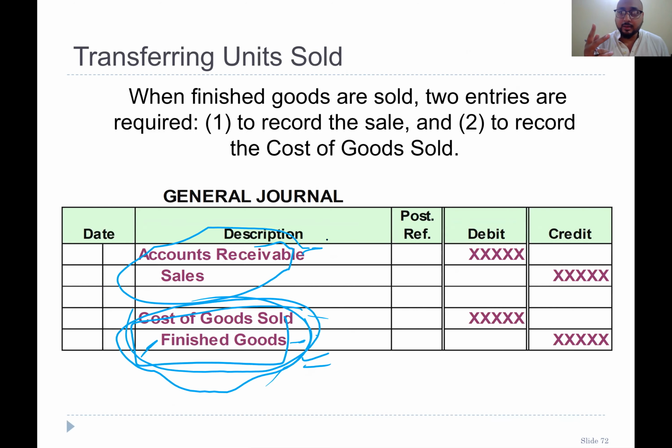So whenever the same sale happens, two entries are going to be recorded. Number one is the inventory department, because finished goods are decreased at cost. And on the other hand, the sales department increases the sales amount and receives the cash accordingly, right? So that's why the inventory is converted into expense: cost of goods sold to finished goods. On the other hand, when a sale happens, accounts receivable increases, and sales increase as well.